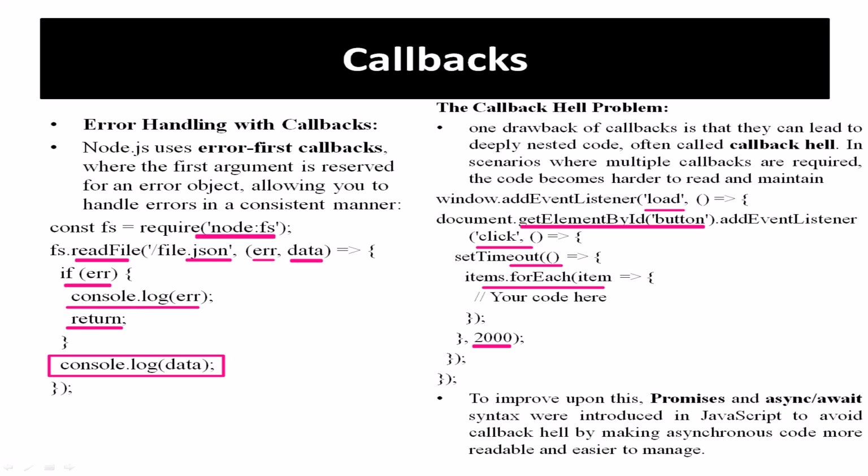To improve upon promises, we use the async and await keywords, which were introduced in JavaScript to avoid callback hell by making asynchronous code more readable and easier to manage.